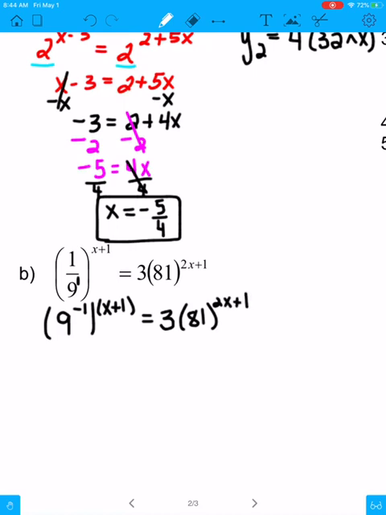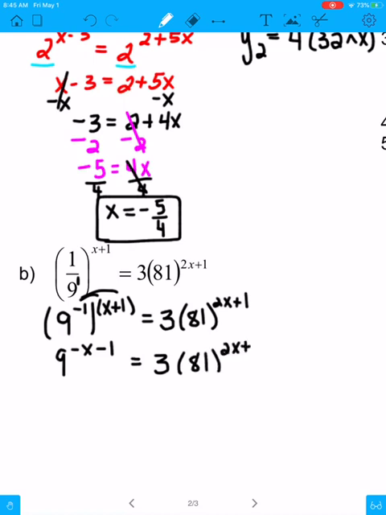You can't, because 81 is to an exponent. Please don't divide the 3 over. You can't, because 9 is to an exponent. So it has to sit like this. So we're going to distribute that negative 1 through. So I'm going to get 9 to the negative x minus 1 equals 3, 81 to the 2x plus 1.